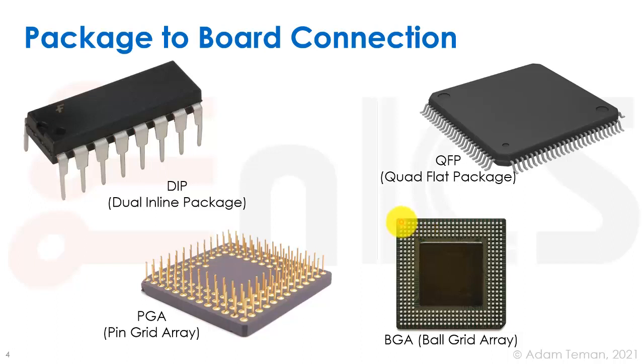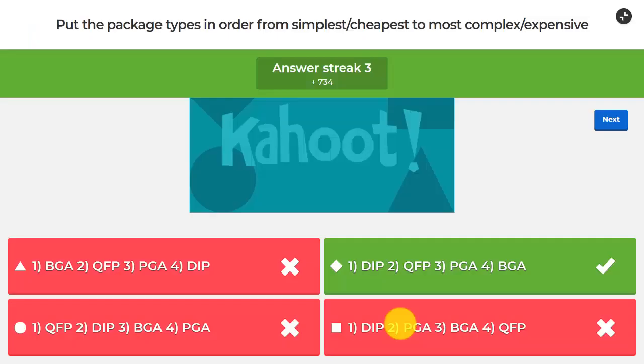And that makes these very short connections, first of all, many of these connections, and the process of attaching the package to the board is very quick. It's in one shot. So that's the most expensive, and that's the type of package we'll have on all our high-end projects. So DIP, QFP, PGA, and BGA was the right answer.